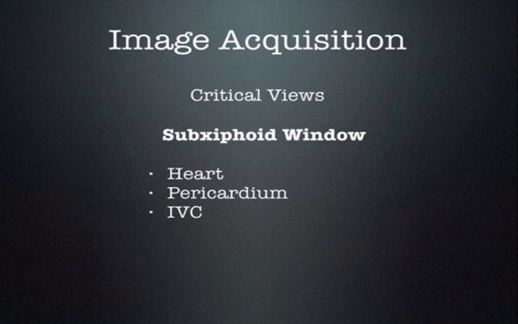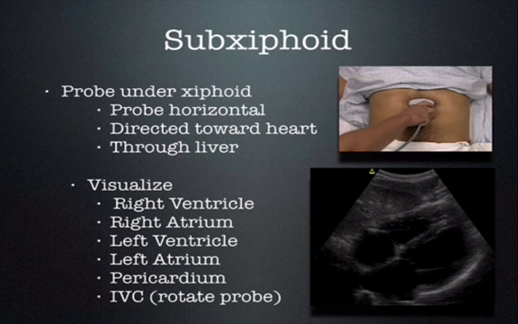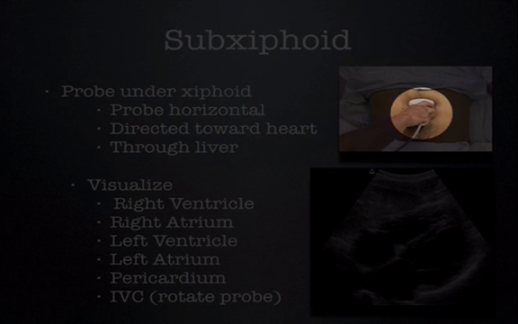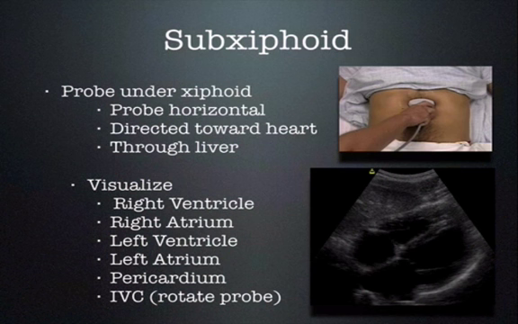Here we're looking at the heart, particularly at the pericardium, and we're looking for a pericardial effusion. We're also going to look at the IVC. The IVC helps us with resuscitation. To image the subxiphoid view, we place the probe under the xiphoid. The probe is generally horizontal and directed up underneath the ribs towards the heart through the liver.